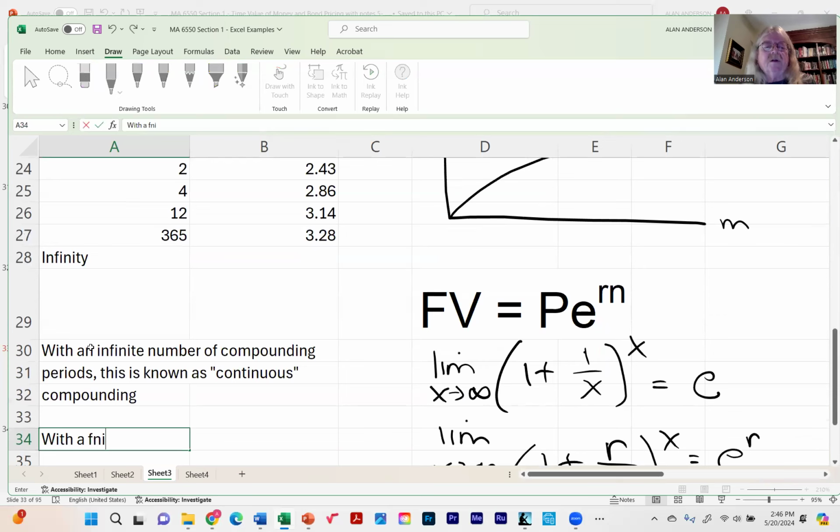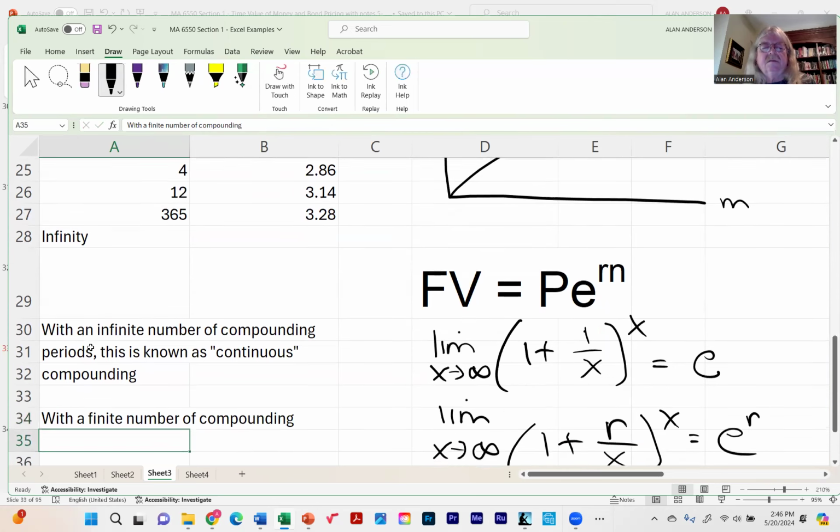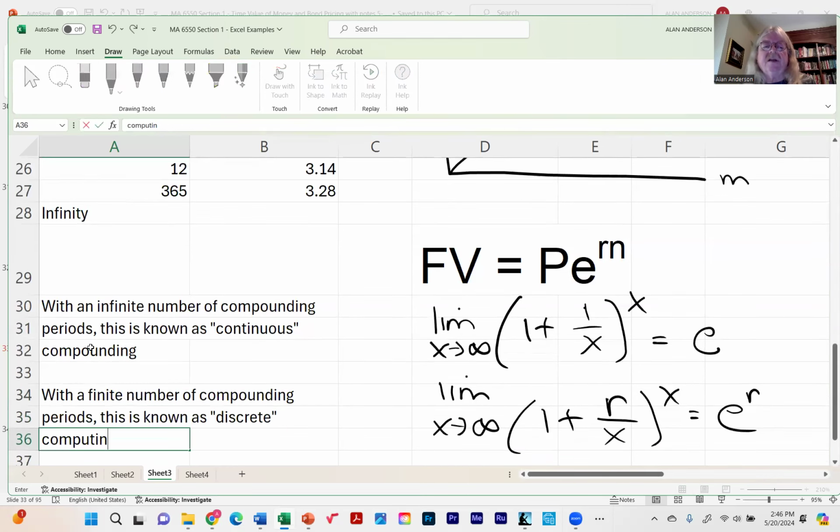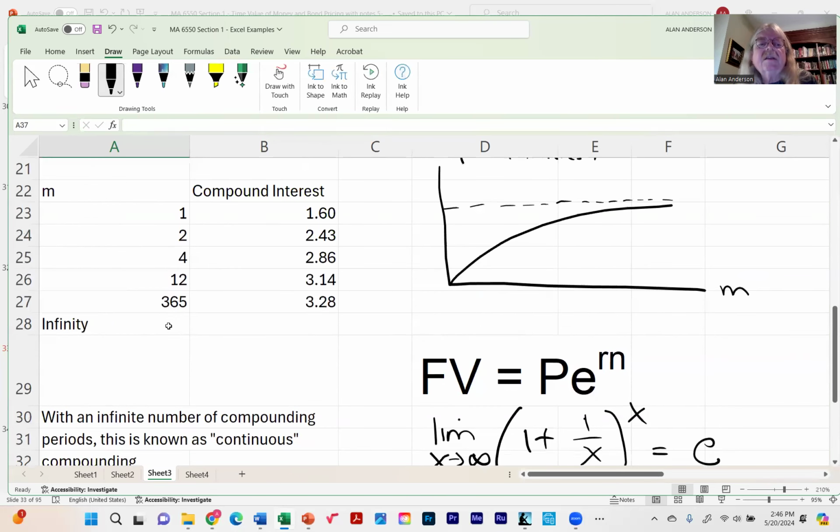With a finite number of compounding periods, this is known as discrete compounding. Discrete simply means finite. So this is a special case.